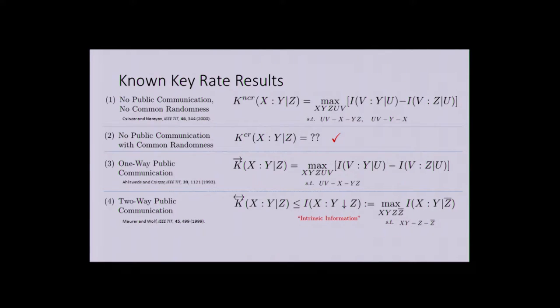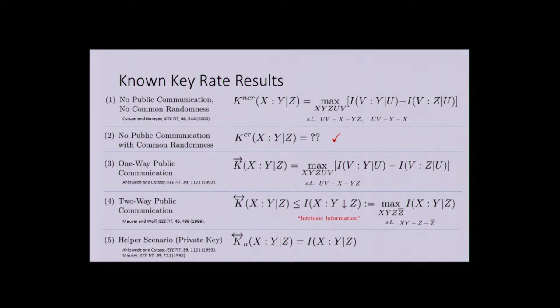So we think of it as Eve, who has her variable Z, sending it through a channel, and then we look at the conditional mutual information after that's done, and we want to minimize over all channels. This is known as the intrinsic information, and it's an upper bound on the key rate.